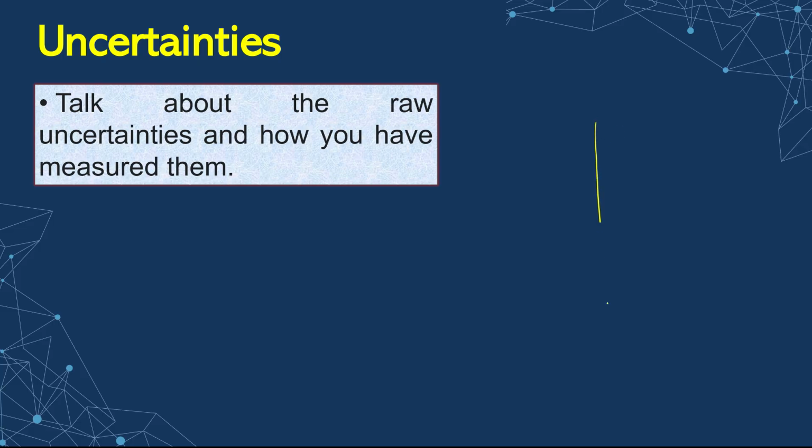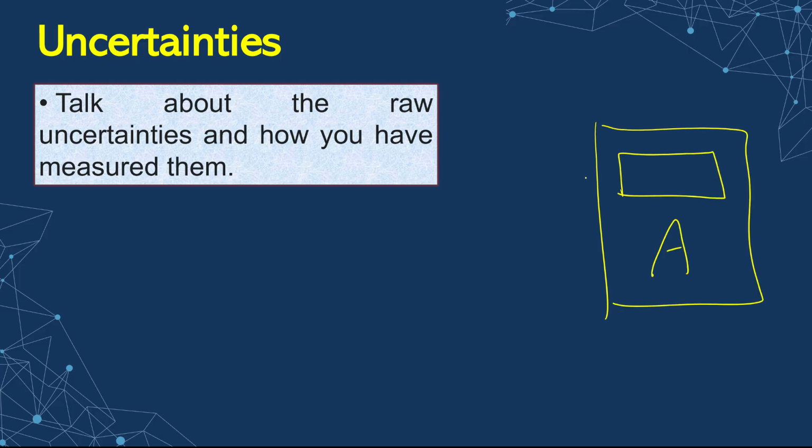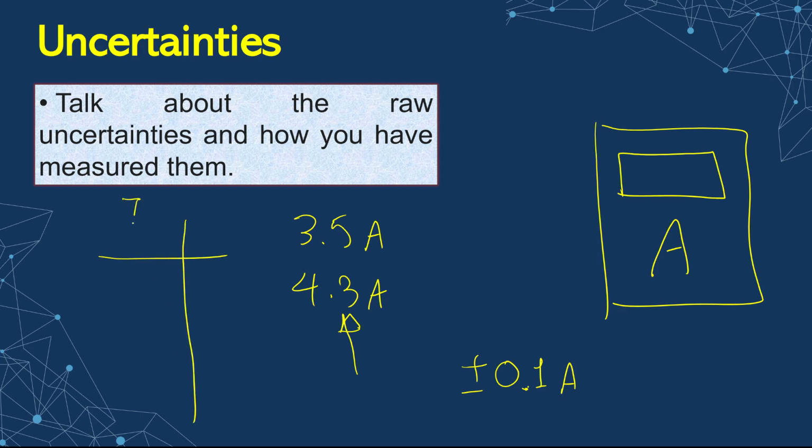Let's say you have used a digital ammeter, okay? On this screen, you have observed data like 3.5 amp, 4.3 amp, and so forth. The last right figure is in the tenths place. So the uncertainty will be plus or minus 0.1 amp, regarding the digital apparatus you have used. Here you will have a column for the current in amps, and here you will write plus or minus 0.1 amp, the uncertainty.